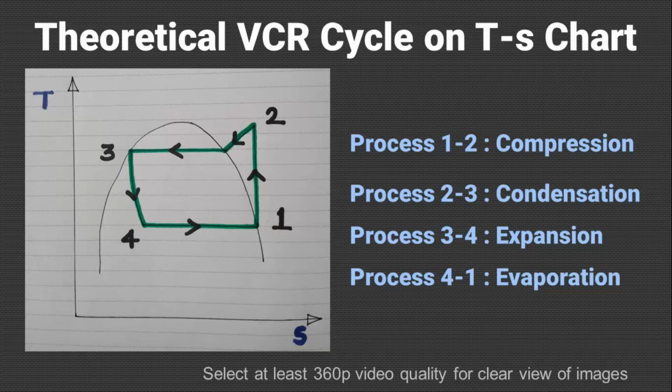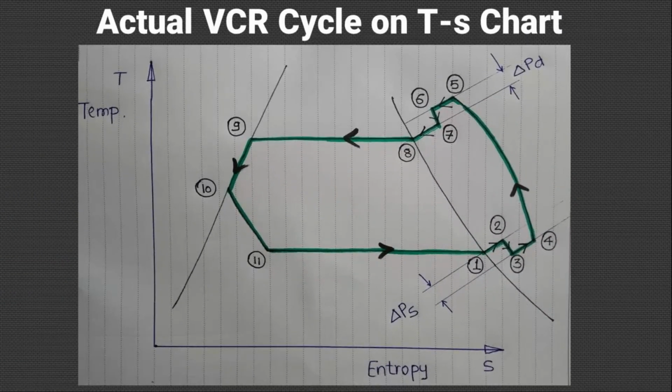We already know the theoretical vapor compression cycle. Let's discuss the actual vapor compression cycle in subsequent slides. So this is the actual vapor compression refrigeration cycle on a temperature entropy chart. Here, all the actual processes which occur in the actual vapor compression cycle are shown. Let's discuss all these processes one by one.